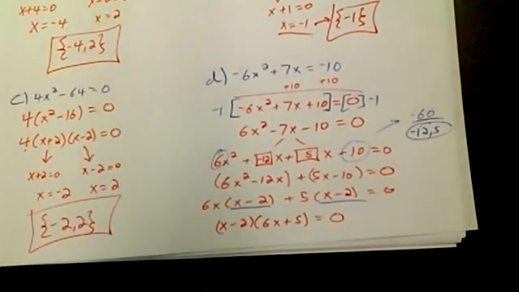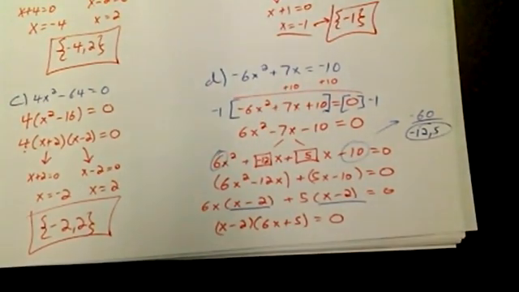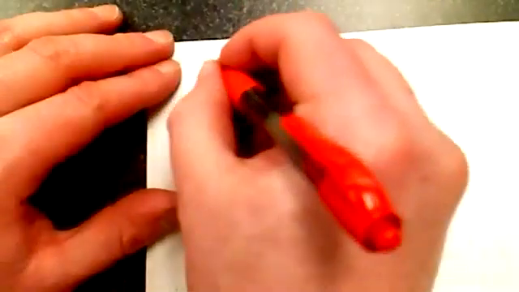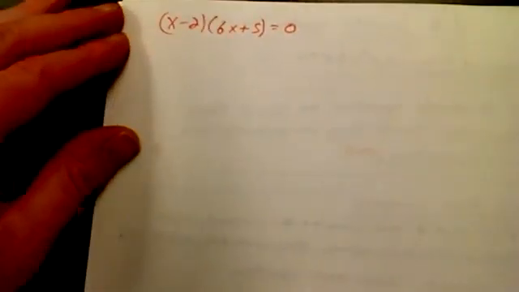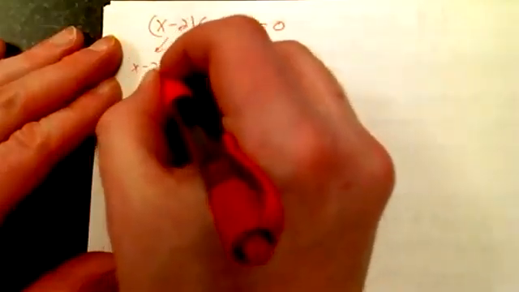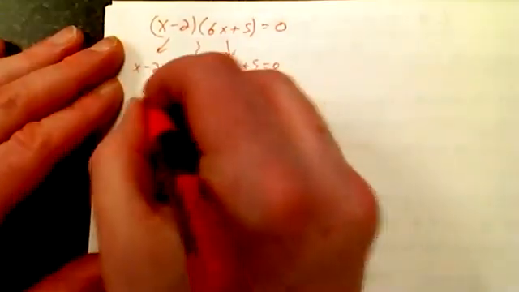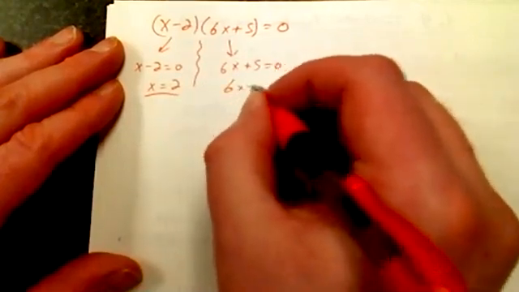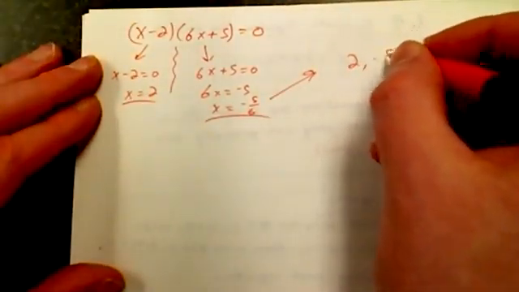This thing's factored. If you're not sure if you factored it right, multiply it out, make sure it's what you started with. Okay? So from this, I think I'm going to have to go to the other side here. I have x minus 2 times 6x plus 5 equals 0. So two possibilities. Either x minus 2 equals 0 or 6x plus 5 equals 0. So I got 2 and I got negative 5 over 6. And I'll write my solution set like so.